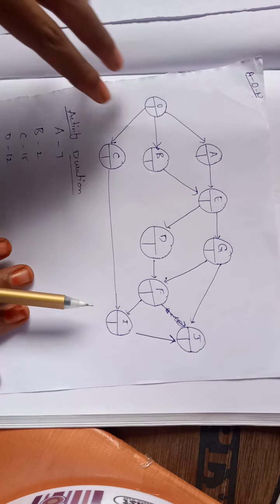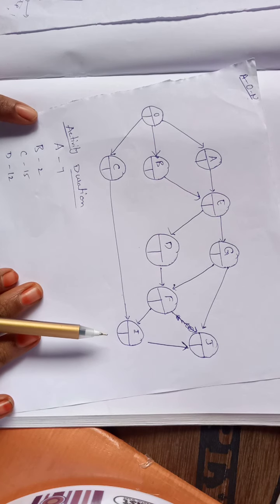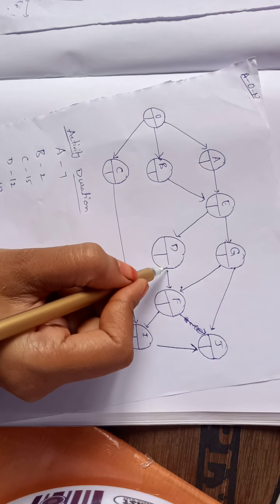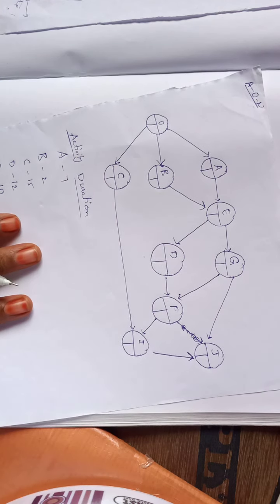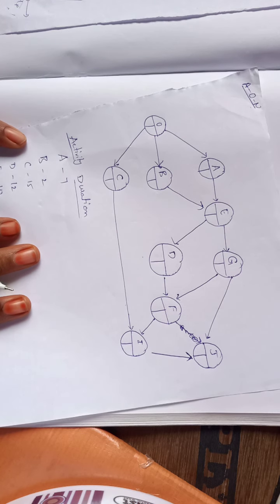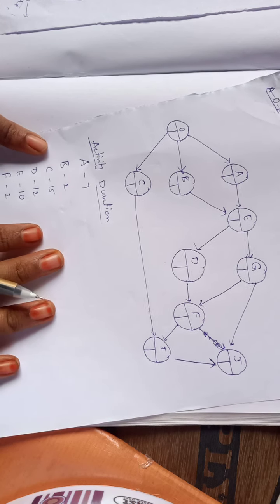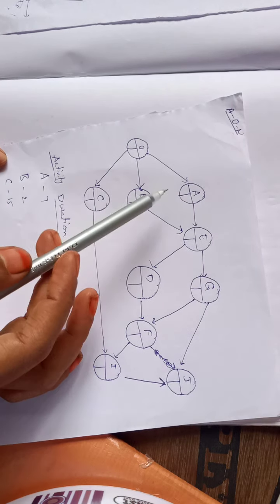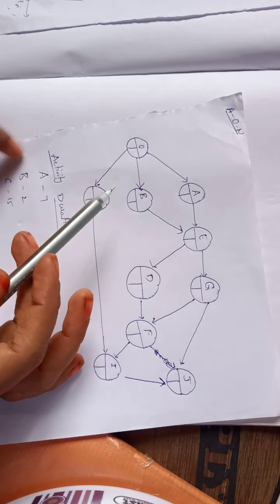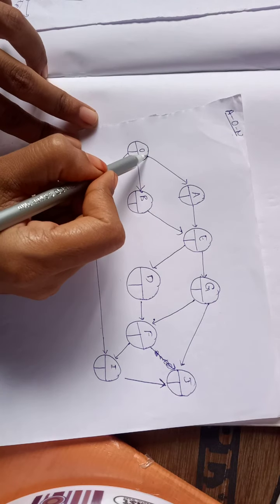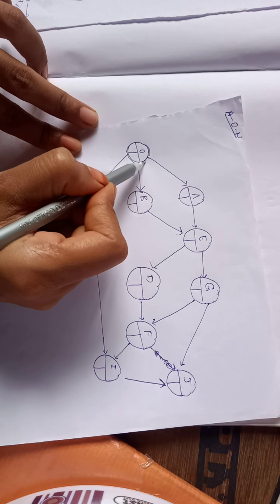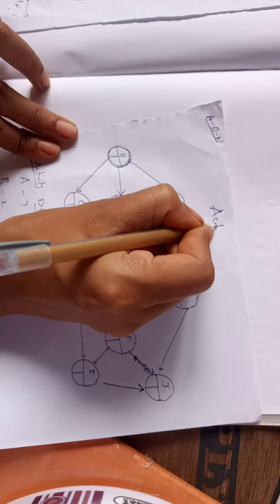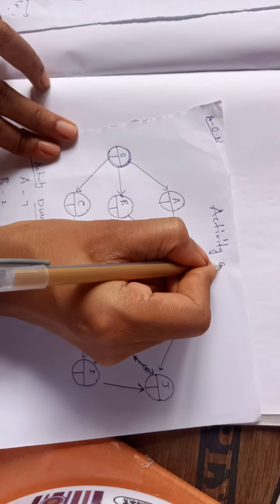Good morning, students. In this video we'll see how to calculate the earliest and latest starting times for an activity on node network diagram. This is the activity on node network diagram. Here we have the activity names and the durations given to us. These activities are represented on the nodes in this network diagram. This is the AON network, or activity on node network.